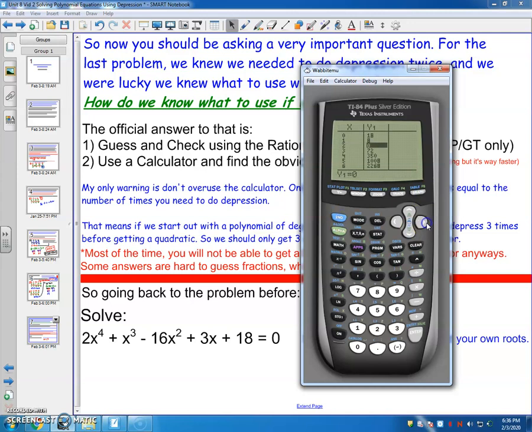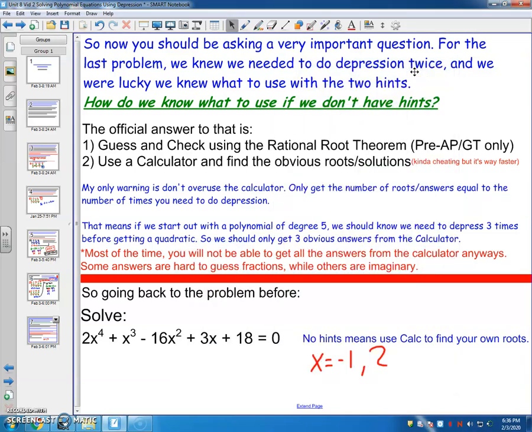So when x is 2, y is 0. That's good. So that's one of the ones I used. Then I went to negative 1, y is 0. So that's the other one I used. So that's how you use a calculator to find the obvious answers. Again, only get the number you need for depression because you should find the last two yourself by either factoring or quadratic formula, especially if it's a fraction or imaginary. That's it for the video.